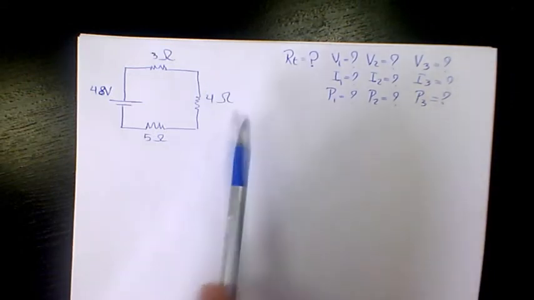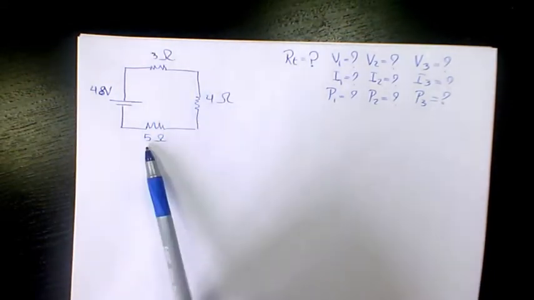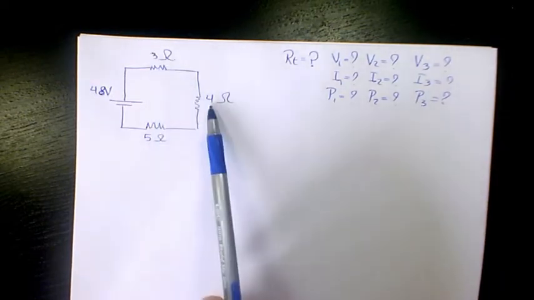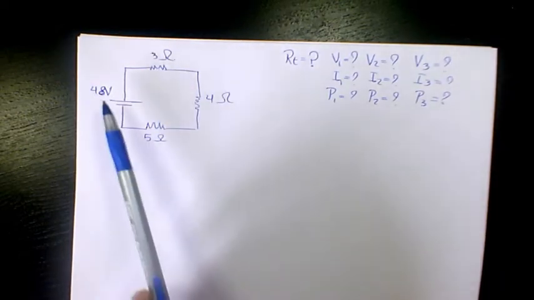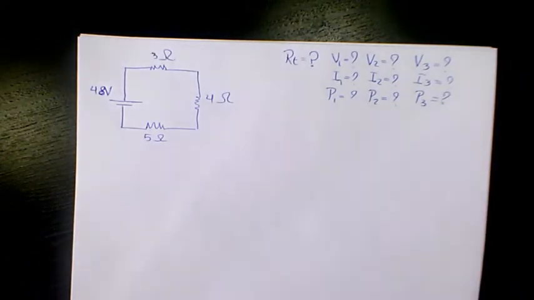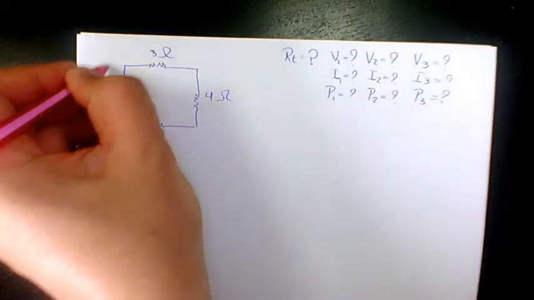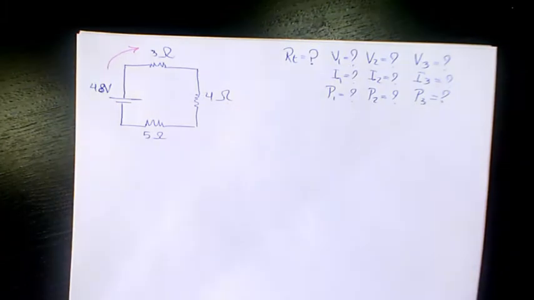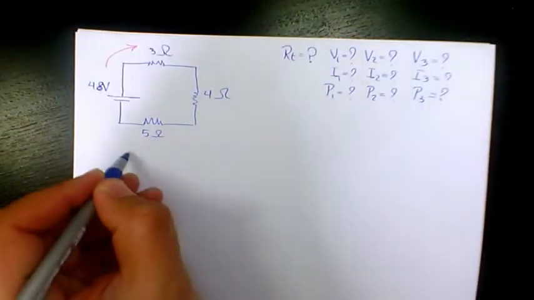Now we have series circuits. We have 3 resistors, 3 ohm, 4 ohm, and 5 ohm, and the voltage is 48. Since it's in series, I is constant everywhere, electric current. Let's find out RT first.